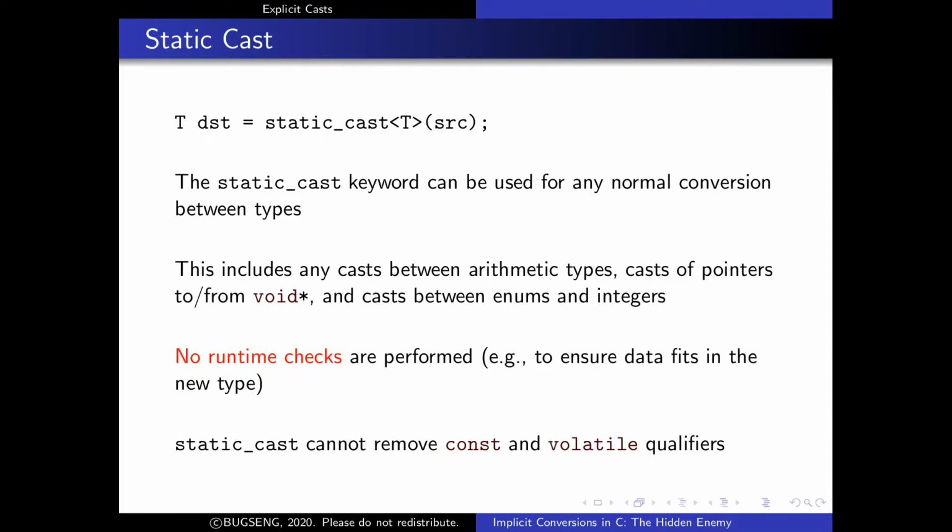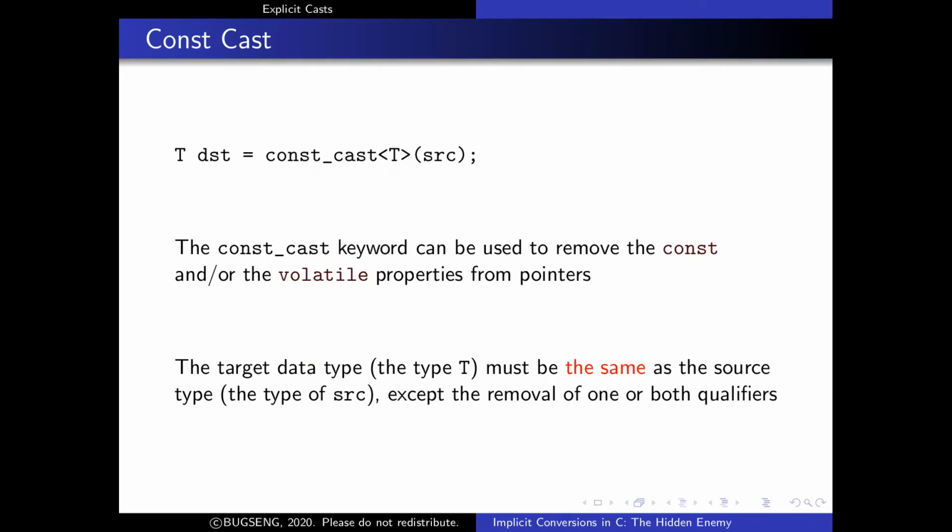Okay. Static cast cannot remove the const and volatile qualifiers. To do this, there is the const cast. The const cast can be used basically only to remove the const and/or the volatile properties from a pointer. And the target data type must be the same as the source data type, except for the removal of one or both qualifiers. I am simplifying, of course. In C++, which is a more complex language than C, the explanation would have to be longer than this.